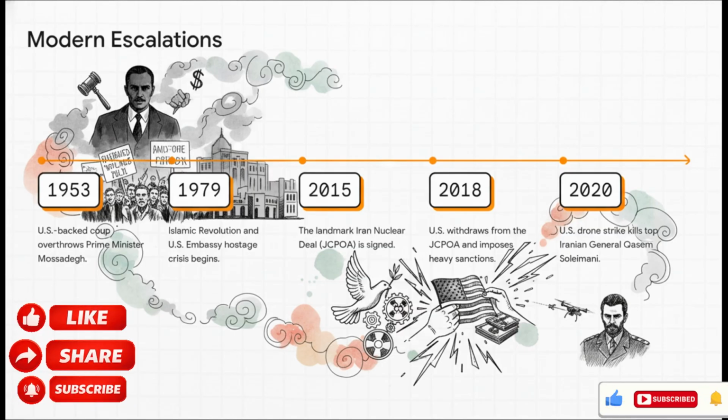Under President Obama, an agreement was reached between Iran, the U.S., and several other world powers. The Joint Comprehensive Plan of Action. The JCPOA. And the JCPOA was not a simple peace treaty. It was a highly technical, highly transactional framework. What were the actual mechanics of it?